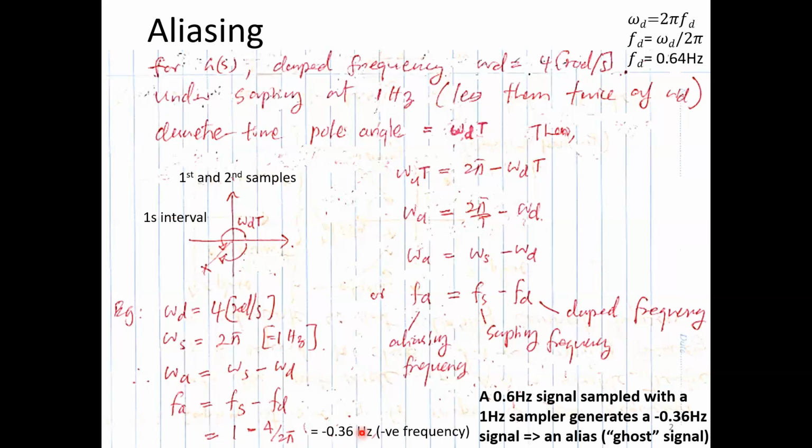So this alias signal, which is low frequency and negative frequency, generated by the sampler purely because of slow sampling, is called alias, and it's a ghost signal. You know what I mean. Any questions about aliasing? All right.